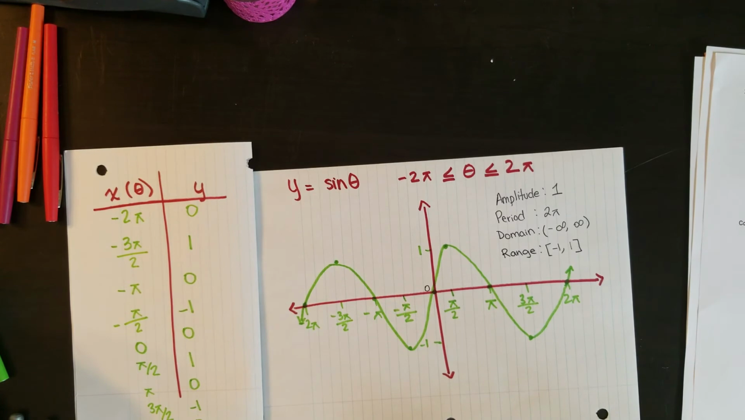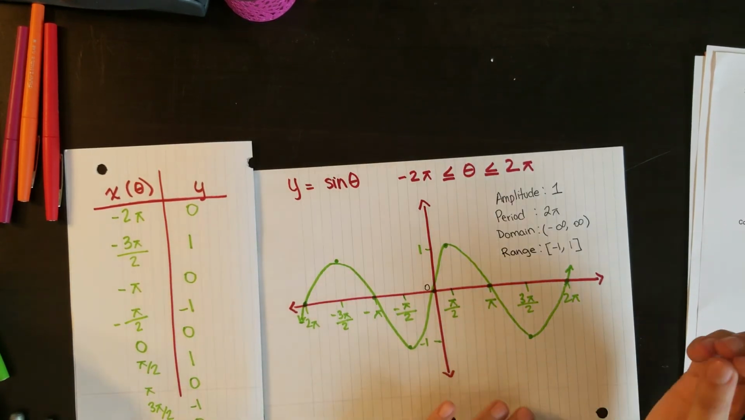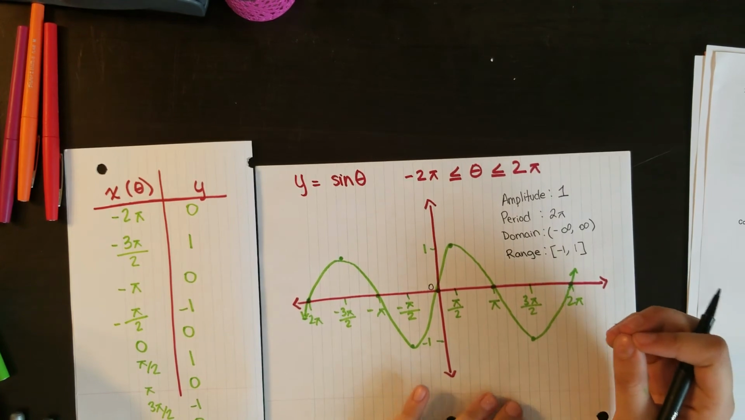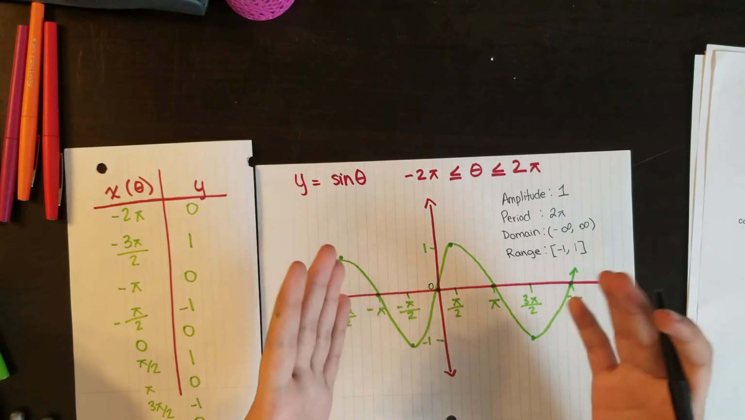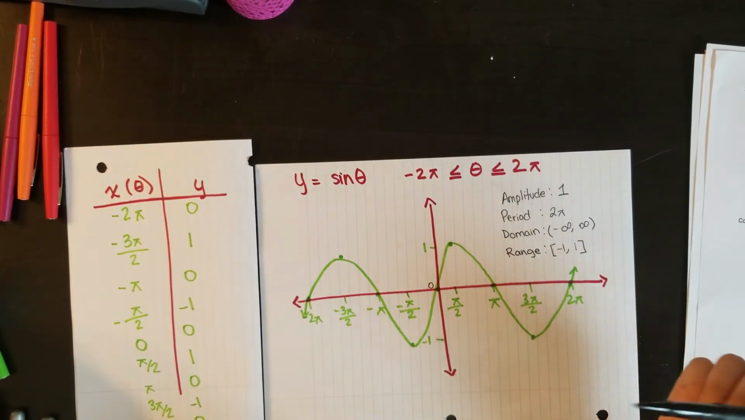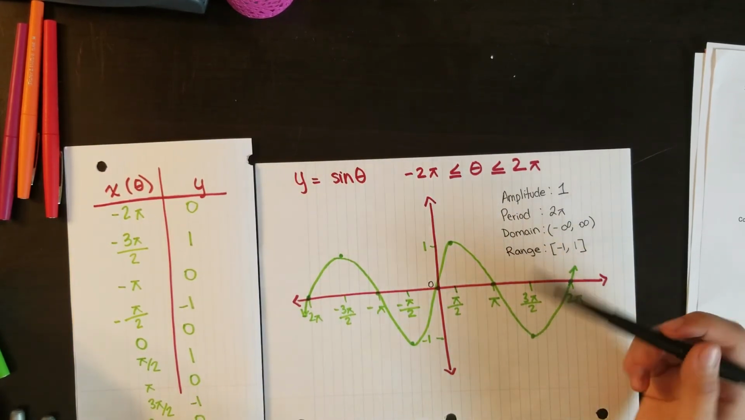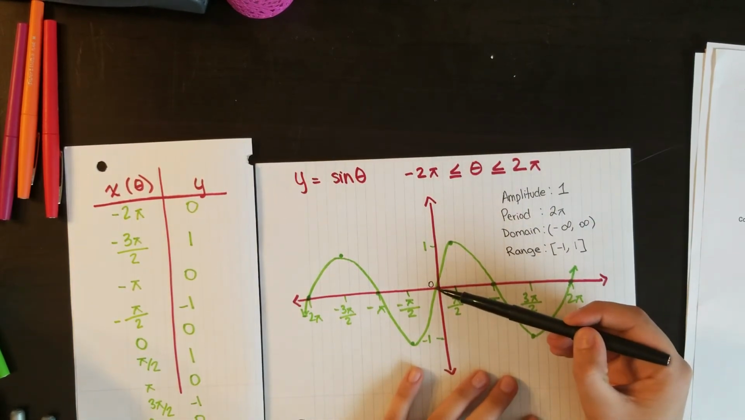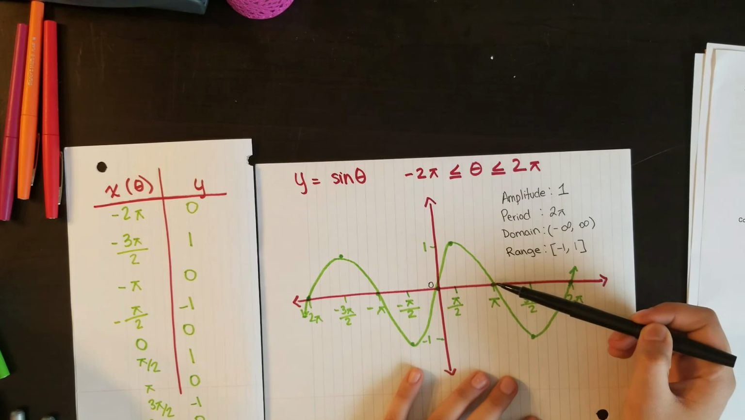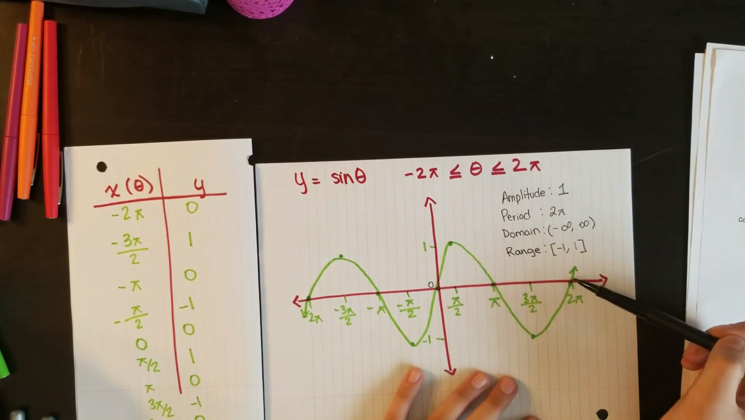Okay, now that we have that, now we're going to look at one more thing, and that's the zeros of your function. So the zeros basically mean your x-intercepts. So we're going to look at where the x-intercepts occur on this graph. We can see that the first x-intercept occurs at 0, and then we have another at pi, and then we have another at 2 pi.